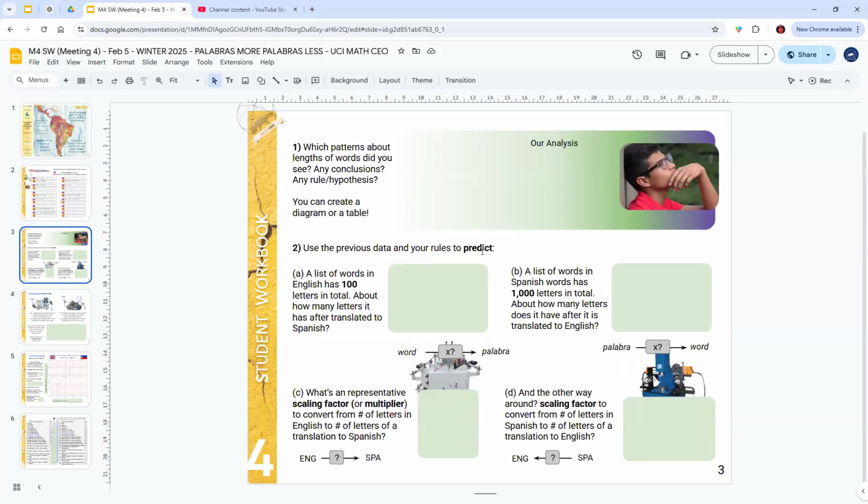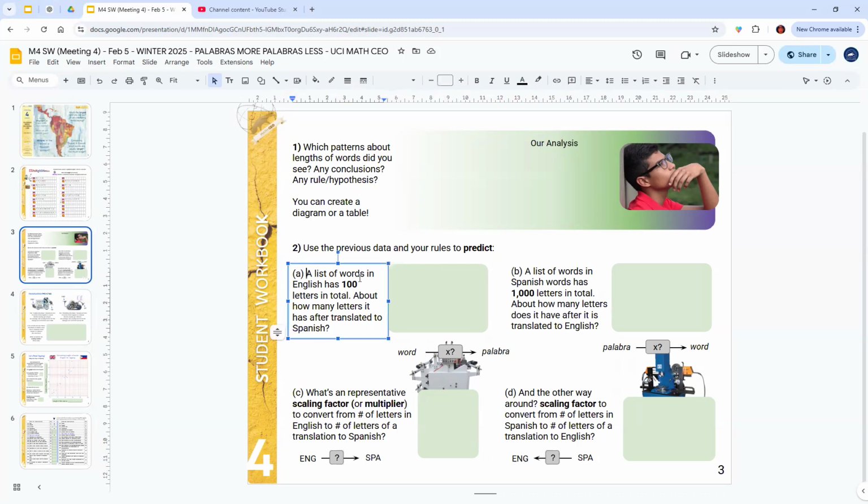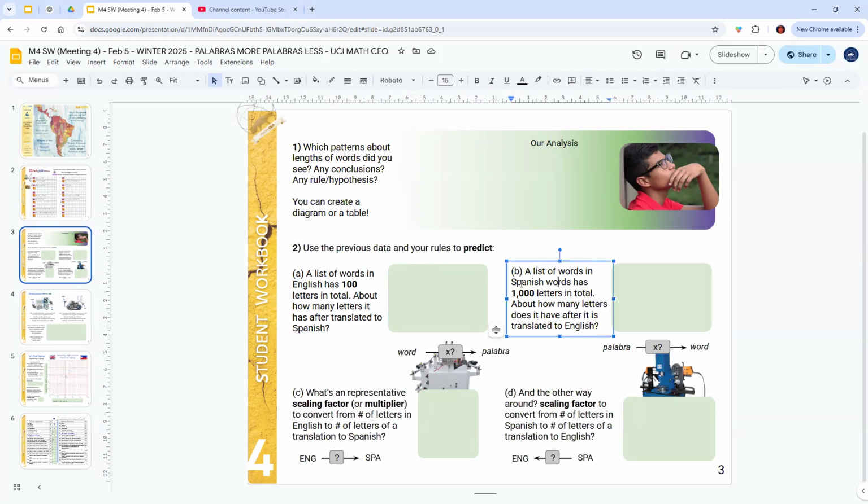Then more guided, we will predict: if a list of words in English, any text or so, has 100 letters, what would be the equivalent after translating? So what's the length after translating to Spanish? In reverse, if you start with 100 letters in Spanish, and then you translate these words, these phrases or text. So it could be a list of words, but it could also be a paragraph, just a very large text. About how many letters does it have after you go to English?